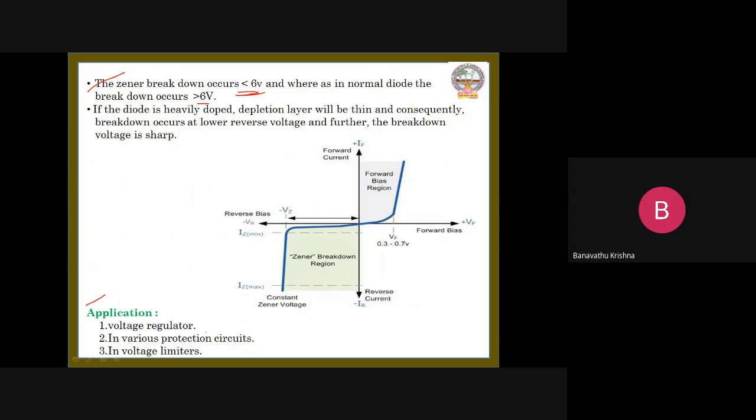Generally, it consists of two types of materials, such as P-type and N-type materials. Those two types of materials have the property of being heavily doped. The Zener diode is heavily doped compared to a normal diode. Due to that heavy doping, a narrow depletion layer occurs across the junction.